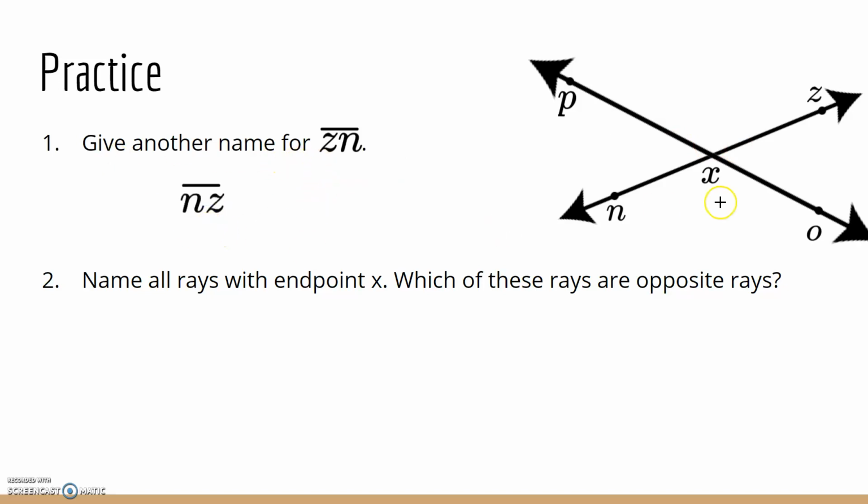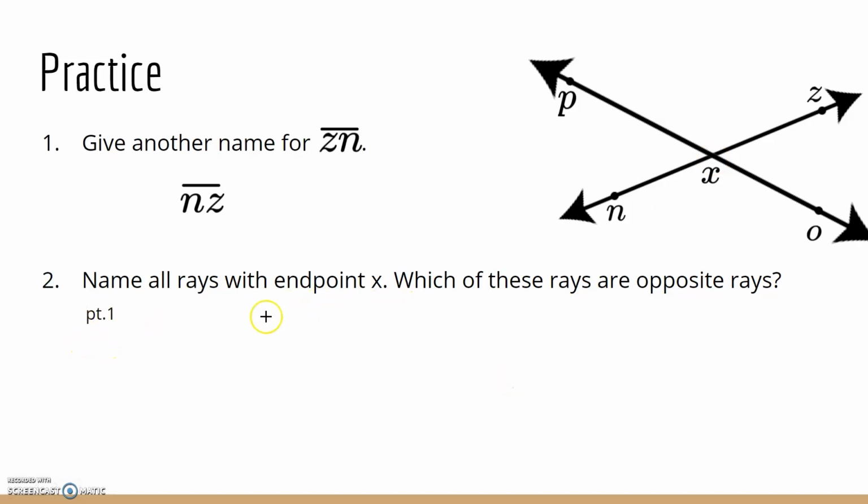We can say NZ. Since it has two defined endpoints, the line does not continue forever or in one direction forever like a ray, so we can reverse it. So line segment NZ. Now for number 2, name all rays with endpoint X. Which of these rays are opposite rays?